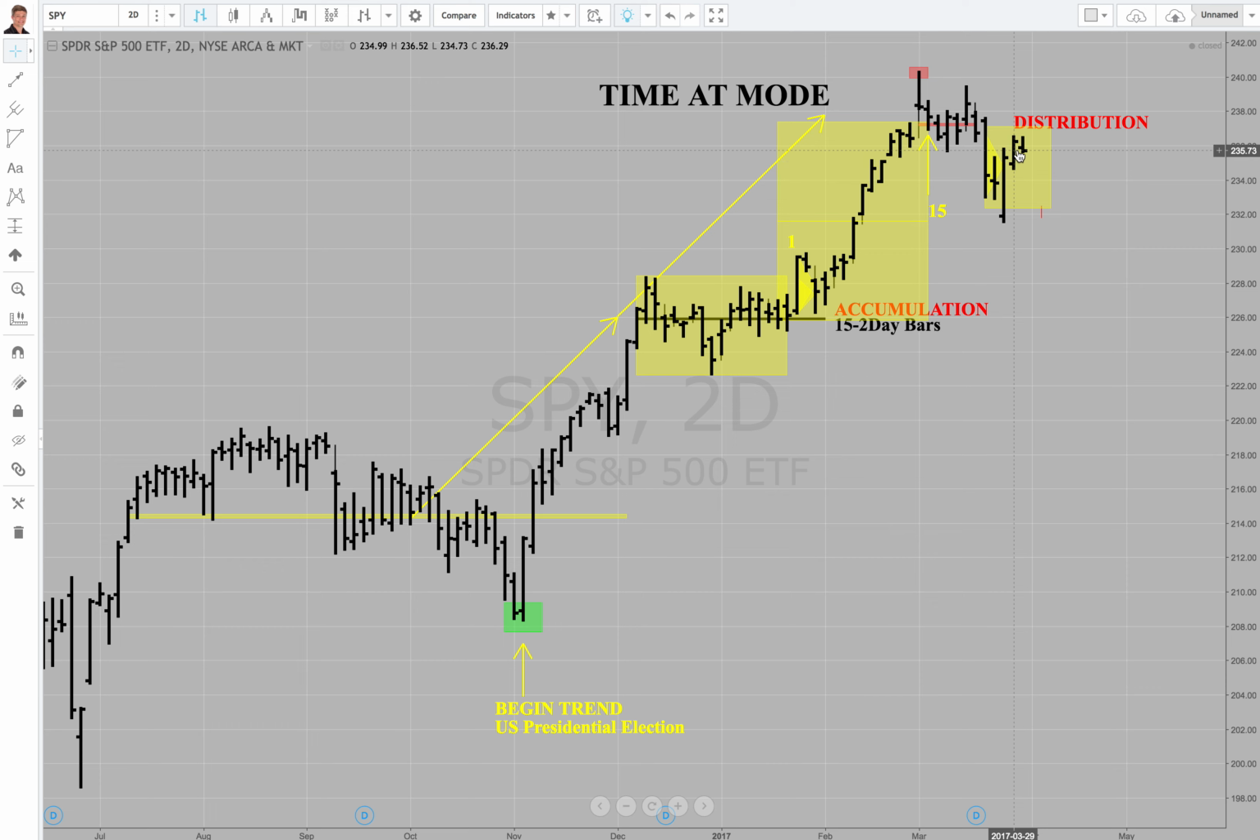Could be that we then are closer to having no new low for 5 periods, and then we'll have 2 uptrends and 1 downtrend, and we can set up another uptrend. So that's very simply time at mode using the S&P 500 using a 2-day bar chart, since that's the time frame the stock market is on right now.